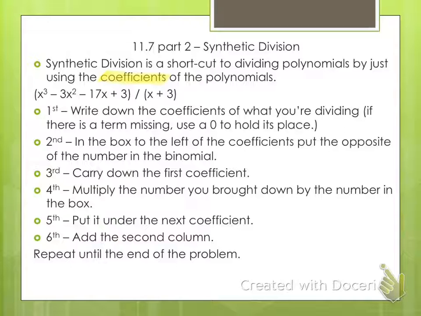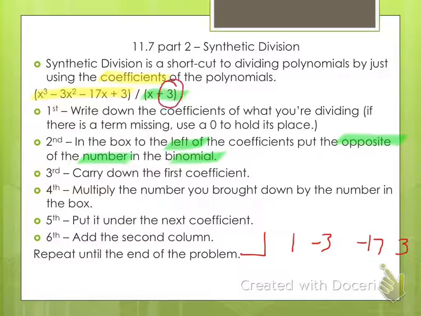Okay. So when I'm dividing these guys, the first thing that I want to do is write down my coefficients. So again, coefficients of my numerator are 1, negative 3, negative 17, and positive 3. Then in the box to the left, I'm going to do the opposite of the number in the binomial. So my constant term in the binomial, which is 3. The opposite of positive 3 is negative 3.